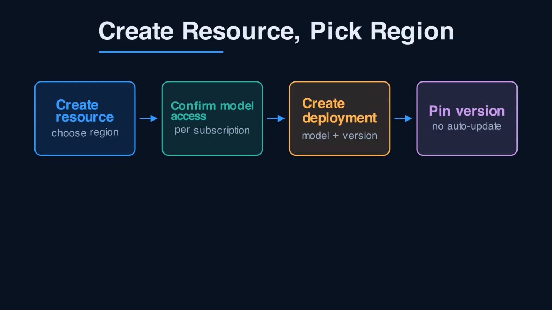Step 2. Request access to the models you need if your subscription requires it. Step 3. Create your deployment in Azure AI Foundry or with the command line, choosing the exact model and version. Pin the version explicitly rather than auto-update, so a model refresh never silently changes your output behavior in production.